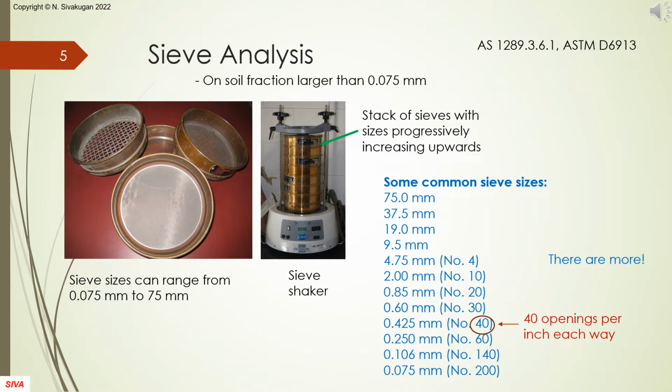Sieves are round trays with a mesh at the bottom. The mesh openings are known by the diameter of the openings or numbers like 10, 20 and so on. Number 10 sieve means there are 10 openings per inch both ways, that is 100 openings per square inch. Three sieves we use often are numbers 4, 40 and 200. Number 200 is the finest sieve we use, and the fraction passing number 200, which contains only silts and clays, is taken to a hydrometer test.